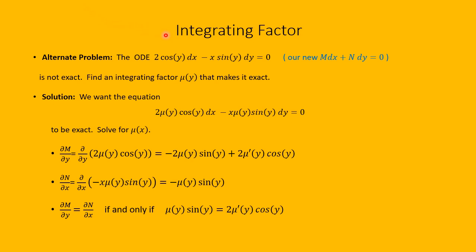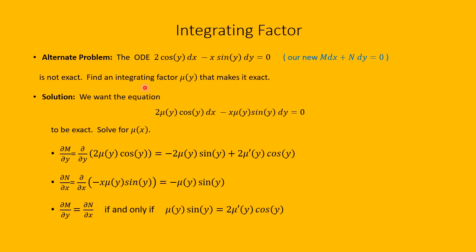So the question we have is, how do we find an integrating factor if one exists? Let's look at this problem. That ordinary differential equation we just considered, 2 cosine y dx minus x sine y dy equals 0, is not exact. Find an integrating factor mu of x, a function of x, that makes it exact.